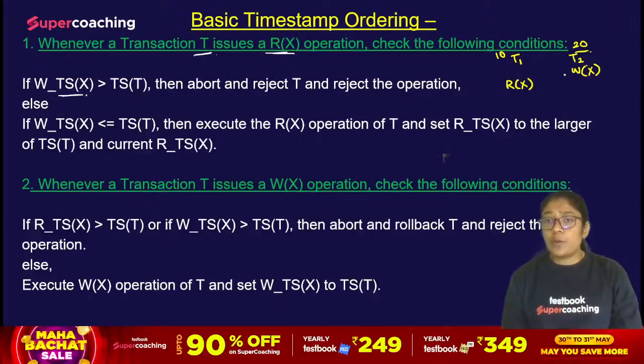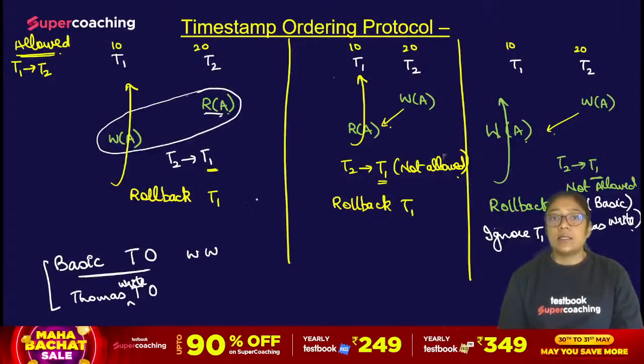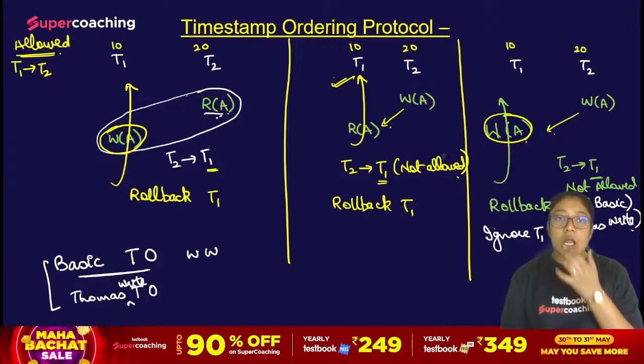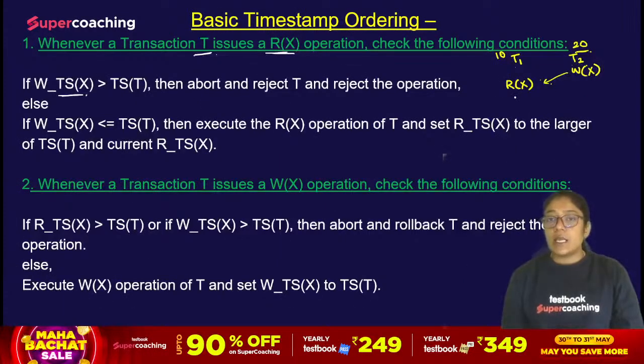So this is creating a problem, because the allowed order is T1 to T2, but here we are getting T2 to T1. This is our case number 2. We have already discussed this case, right? When T1 is going to issue the write operation, we have two cases: whether T2 has performed the read operation or the write operation. In this case, since this is the older transaction, it will roll back. So abort and reject T.